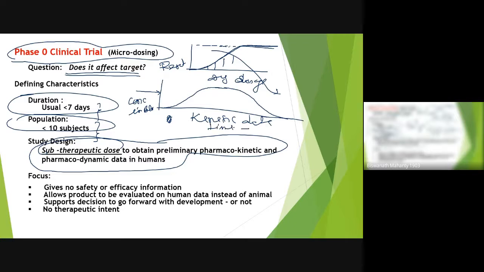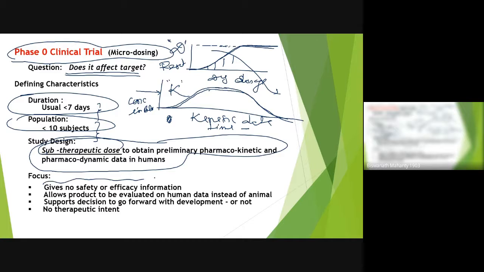So with time, how the blood level is increasing and decreasing, those studies are essential. Kinetics, dynamics, we'll speak on them sometime later. These things are essentially required when you are going for a drug to be included in a zero clinical trial. Some data, of course, you cannot do the entire study on this. It gives no safety and efficacy information here.